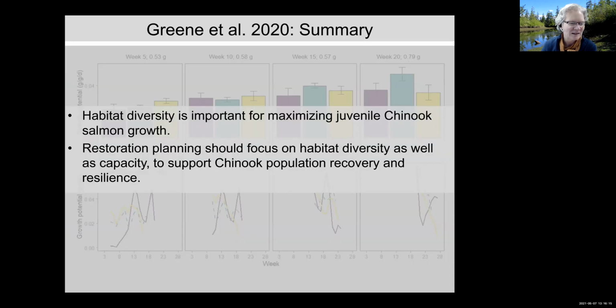So Greene and his team concluded that habitat diversity is important for maximizing young salmon growth. And again, that restoration planning should focus on habitat diversity as well as habitat capacity to support the salmon population recovery and resilience.